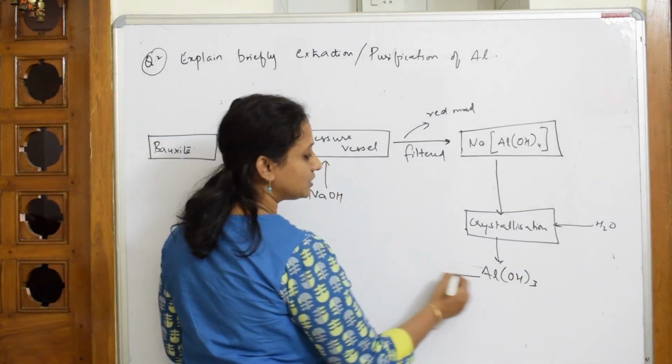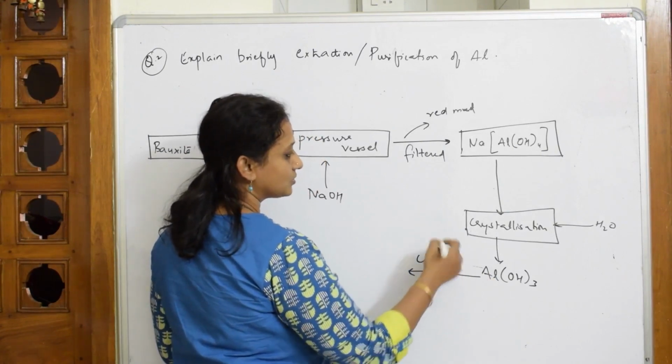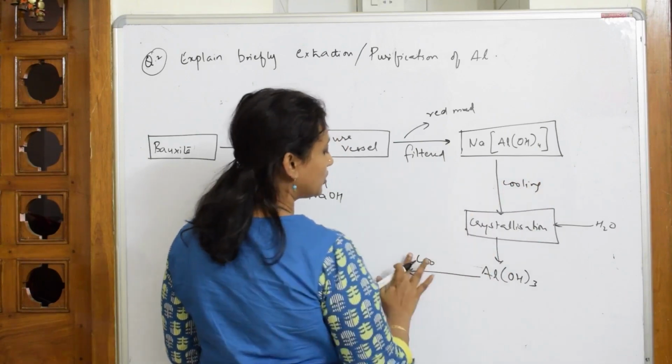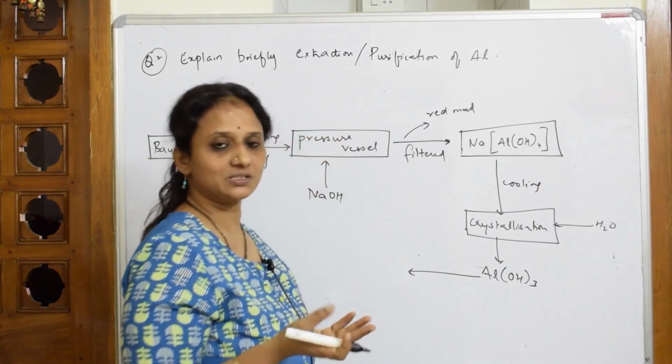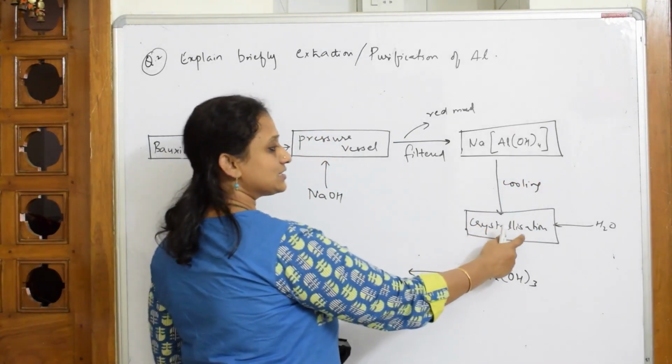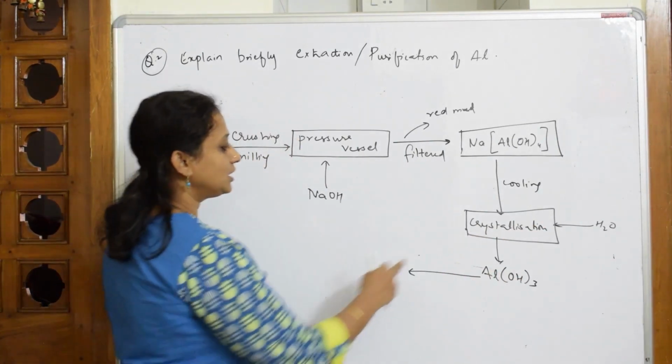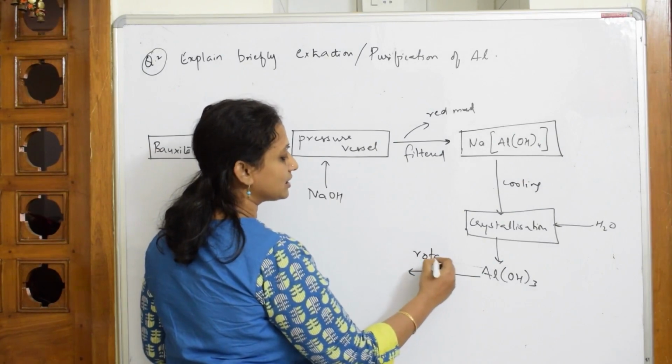So this aluminium hydroxide, what do we do? We are going to further cool this. When you cool it, what happens? It will get crystals. That is what is understood. So after crystallization, which is infused with water, this aluminium hydroxide we are going to send to a rotary kiln.